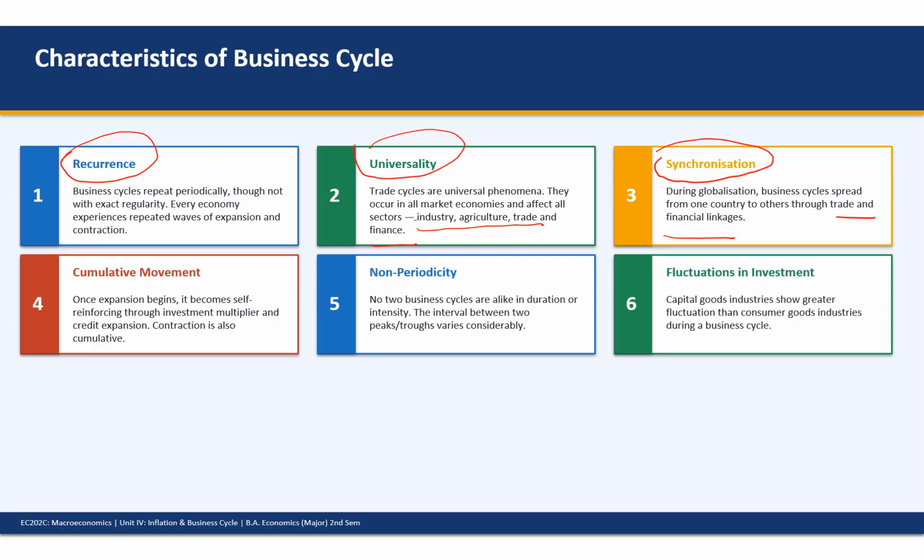For example, if a large economy enters recession, its import demand falls, foreign producers lose business, and financial markets in other countries may also become unstable. So one economy's cycle can affect many others. The fourth characteristic is cumulative movement. Once expansion starts, it strengthens itself through investment multiplier and credit expansion. Contraction also works in the same way in the opposite direction.